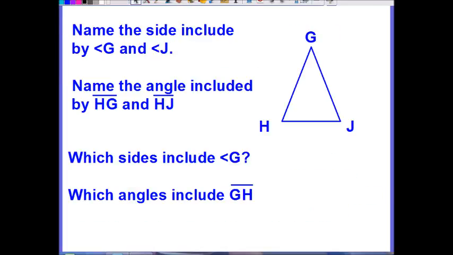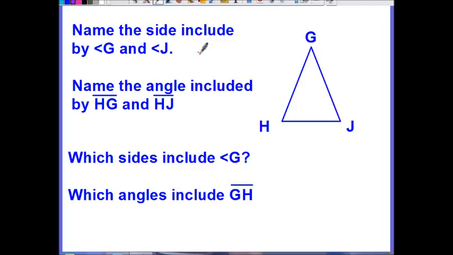Now, what I want to do is name the side that's included by angle G and angle J. So here we go. Let's trace over angle G, and let's trace over angle J. The side that's actually smashed or included in those angles is going to be the side where we see the overlap. It's going to be side GJ is the included side.